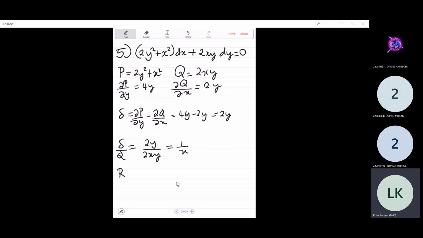So our r is e to the power of integral of 1 over x dx, e to the power of ln of x, which is x. So multiplying everything by x, we have 2x y squared plus x to the power of 3 dx plus 2x squared y dy. This is 0. Okay, so we can check and see if this is exact.